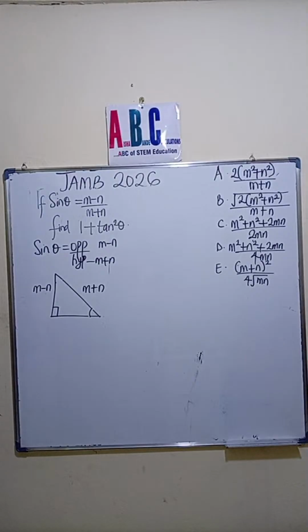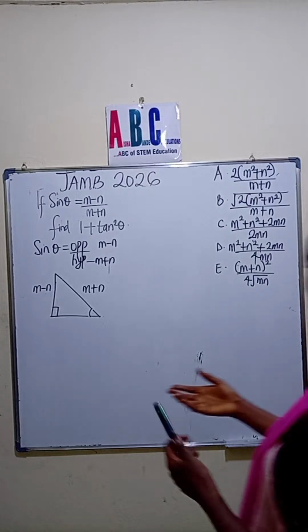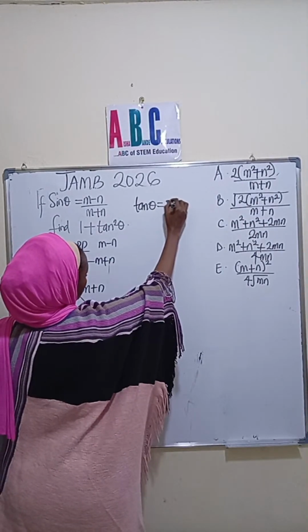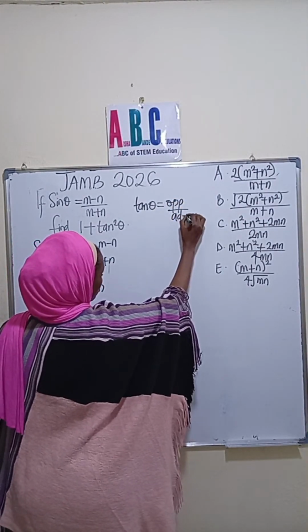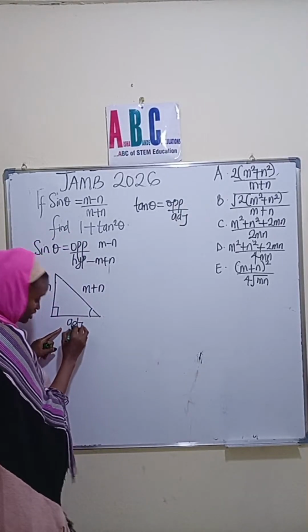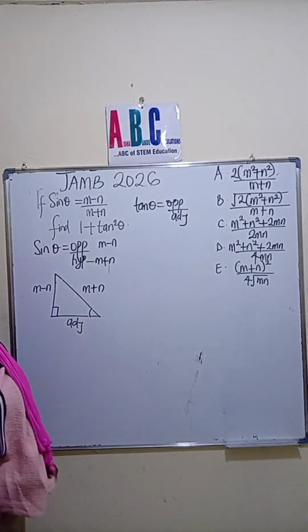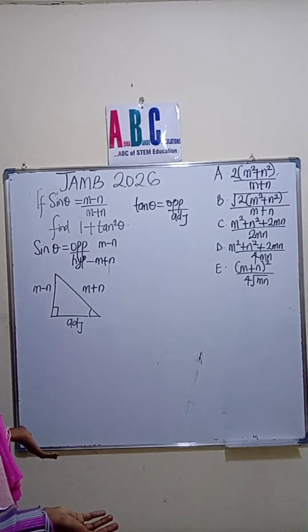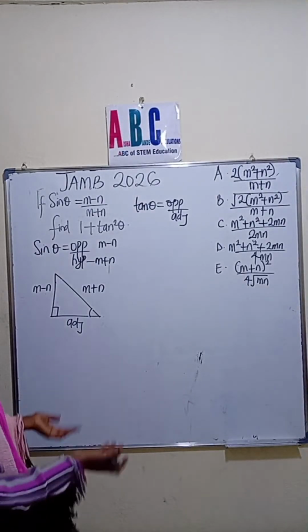Okay, so people have started guessing answers. Are we guessing? Let's solve. For us to get tan, what's the formula for tan? Tan theta is equal to opposite over adjacent. So we don't have the value for the adjacent. We have to find the adjacent first. It's like I'm not even giving hints again. I'm already solving. I'm only giving hints. So let's get the adjacent.